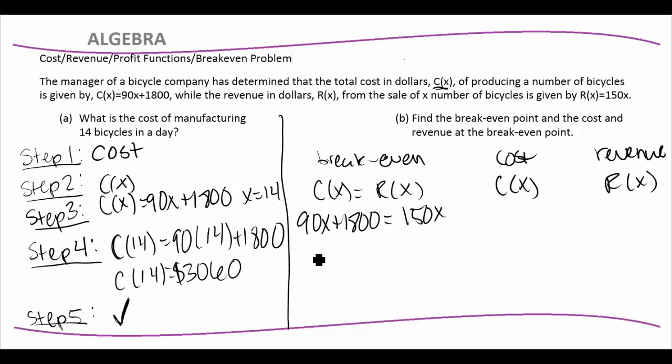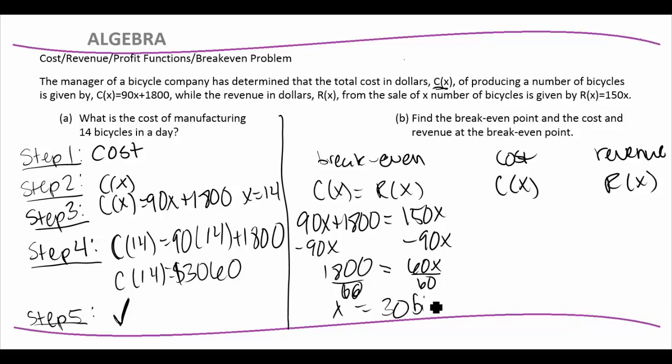So first we get X on the same side, so we're going to subtract 90X from both sides. We're going to get 1800 equals 60X, and then get X by itself, divide by 60. So we're going to have X equals 30. This is bicycles. And this is our break-even point.